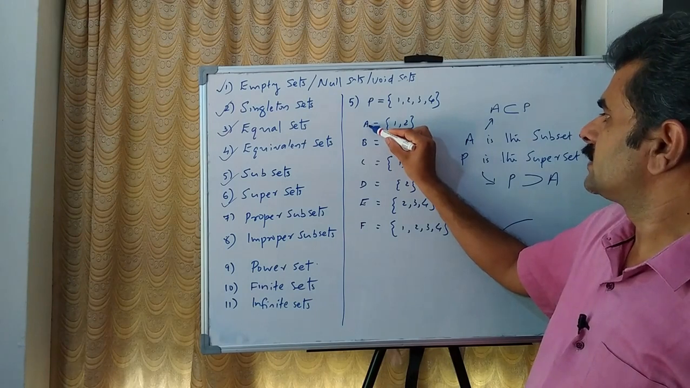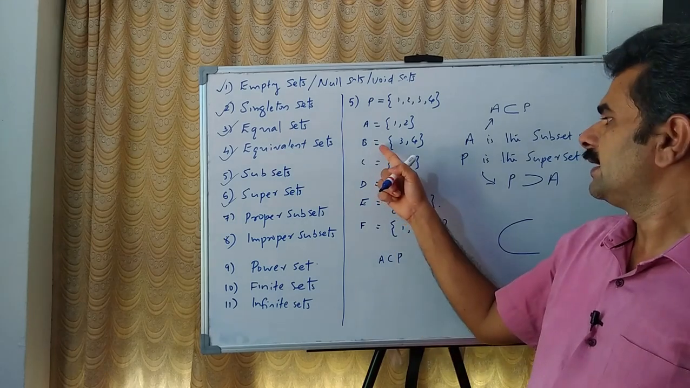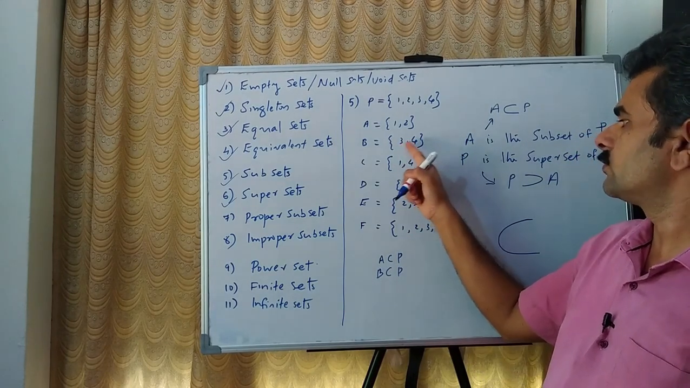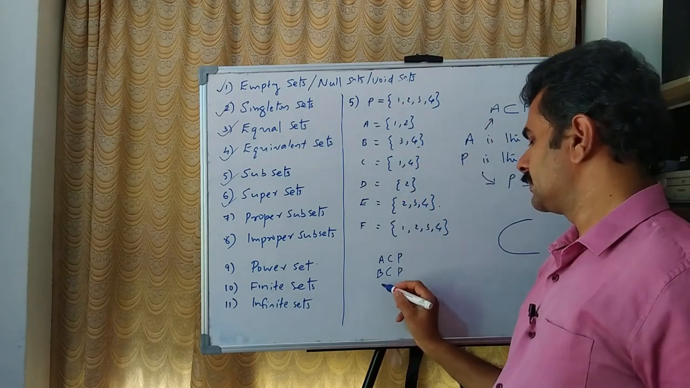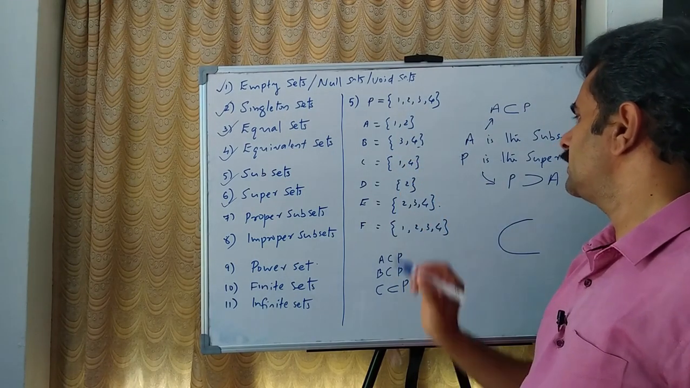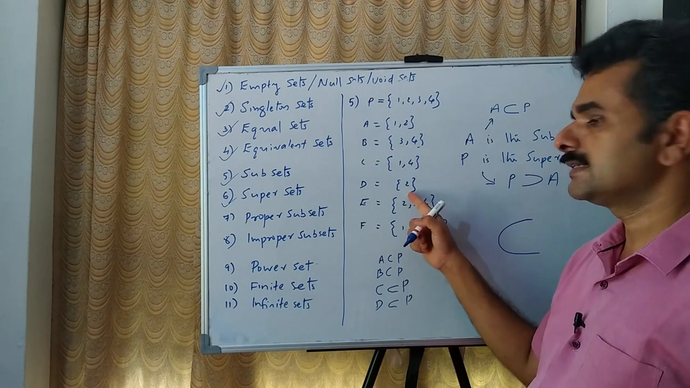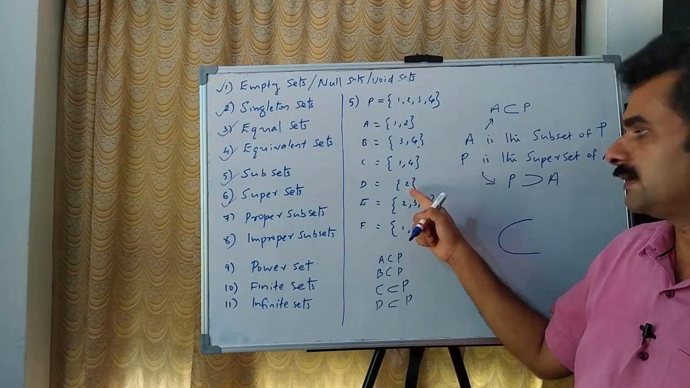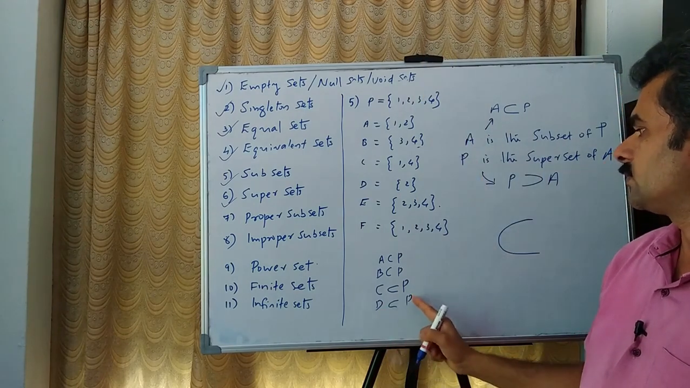Here A is a subset of P. Clear? Is B a subset of P? Yes, B is also a subset of P. All elements of B are elements of P. Then what about C? C is a subset of P. D is a subset of P. D is a singleton set, a set with only one element. 2 is the only element in the set D, and this element can also be seen in the set P. So D is a subset of P.